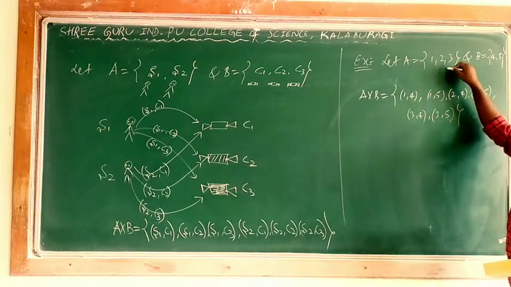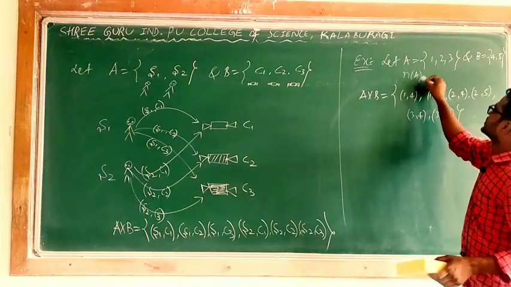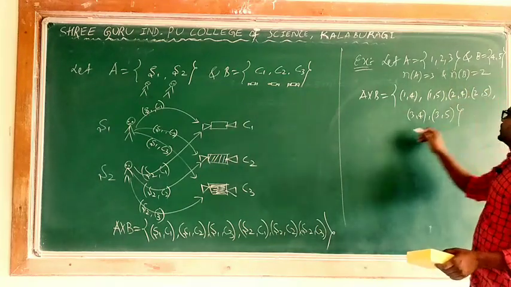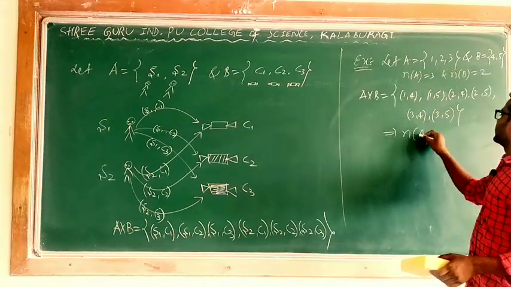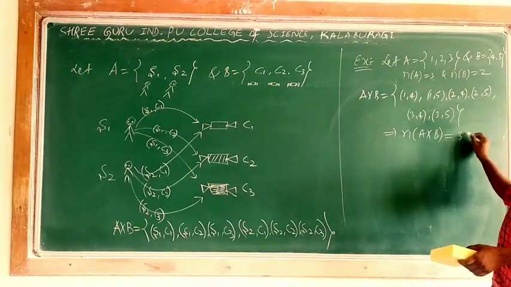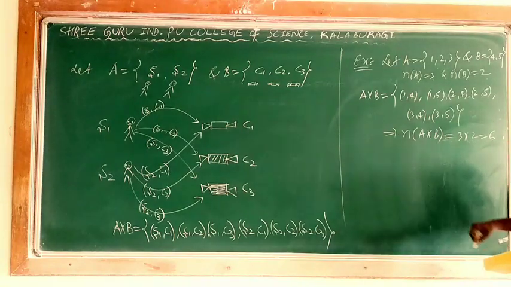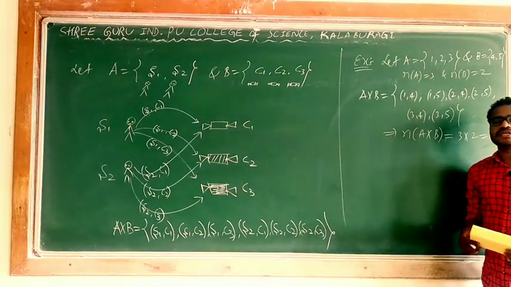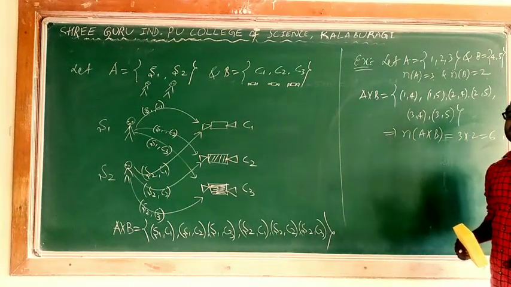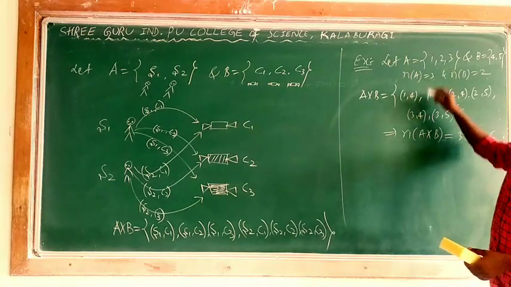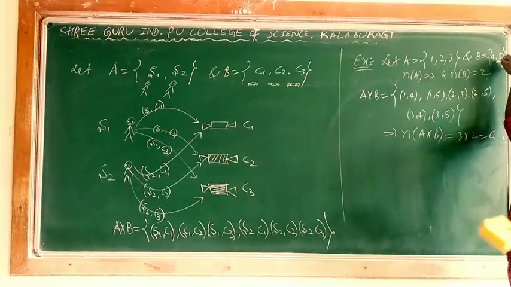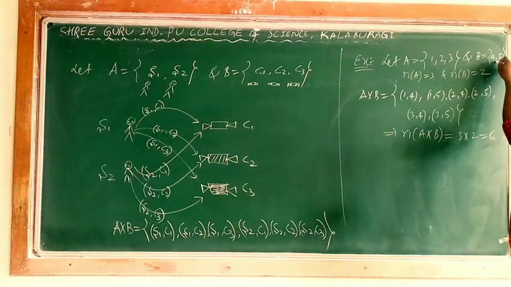When n of A has 3 elements and n of B has 2 elements, it implies that n of A cross B has 3 into 2, how many? 6. On the basis of this, knowing the elements of the sets, you can say how many possible ordered pairs. If A has 3 elements and B has 3 elements, how many ordered pairs will we get? 3 into 3, 9.